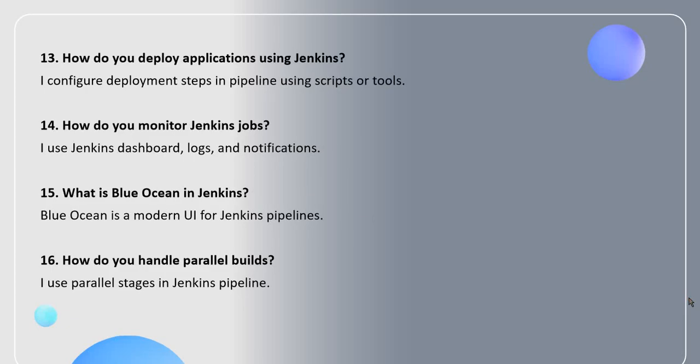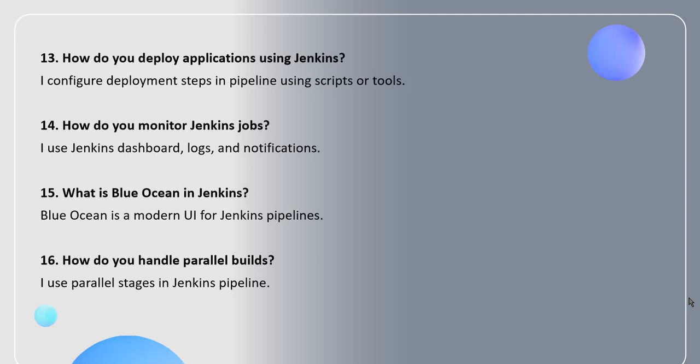14. How do you monitor Jenkins jobs? Answer. I use Jenkins dashboard, logs, and notifications. It helps me track job status and quickly identify issues. 15. What is Blue Ocean in Jenkins? Answer. Blue Ocean is a modern UI for Jenkins pipelines. It provides a better visualization of pipeline stages.